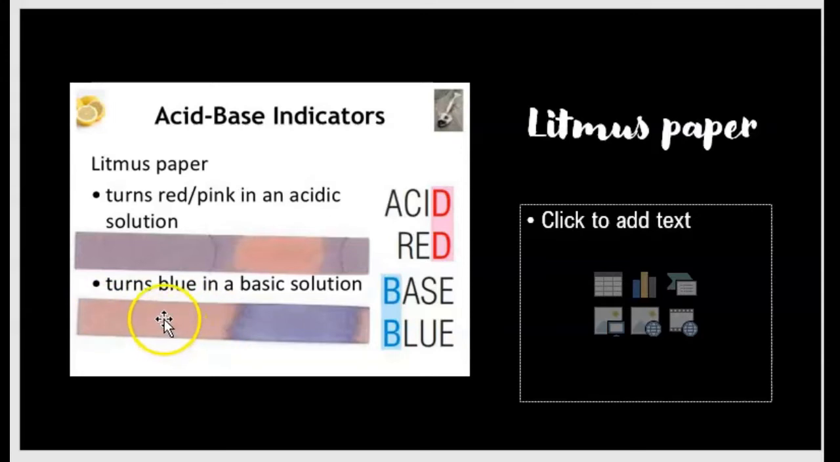While you are dipping this red litmus paper into an acid solution, the red litmus paper retains its color, that is, acid is red in color. And in base, what happens to the red litmus paper? It changes to blue color. You can see the coordination here: acid red and base blue, BB and RA. So litmus paper turns red or pink in an acidic solution and turns blue in a basic solution.